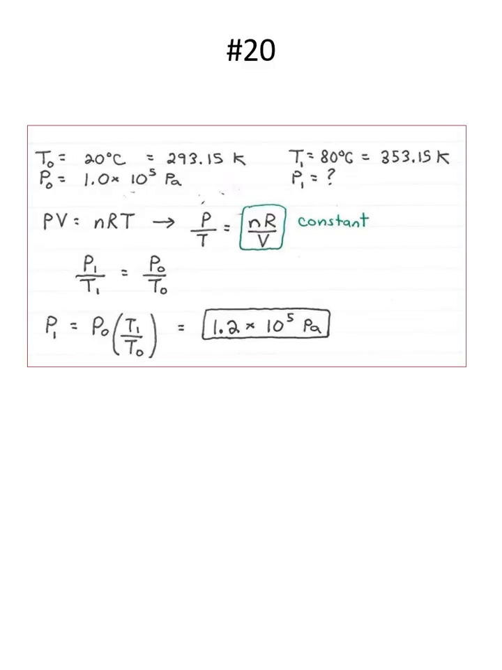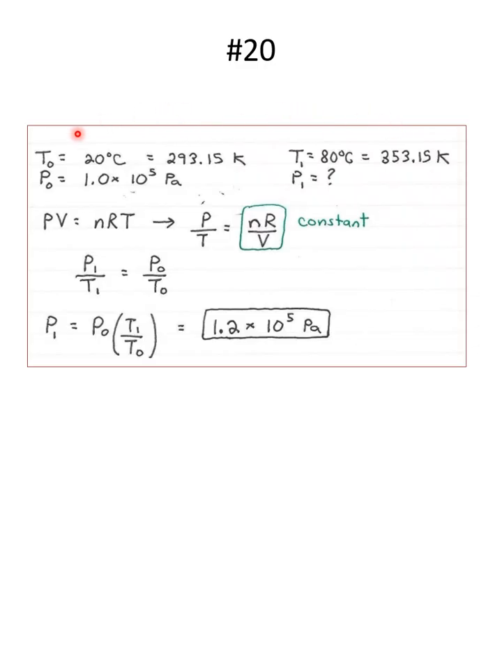Number 20, an ideal gas at 20 degrees Celsius and 10 to the 5th pascals pressure occupies a constant volume container. If its temperature increases to 80 degrees Celsius, the pressure becomes what? All right, it's going from 20 degrees Celsius to 80 degrees Celsius. And remember, that is not a quadrupling of temperature because it's on the Celsius scale. We need to get it in Kelvin. So add 273.15 to all those Celsius temperatures and you get Kelvin temperatures.